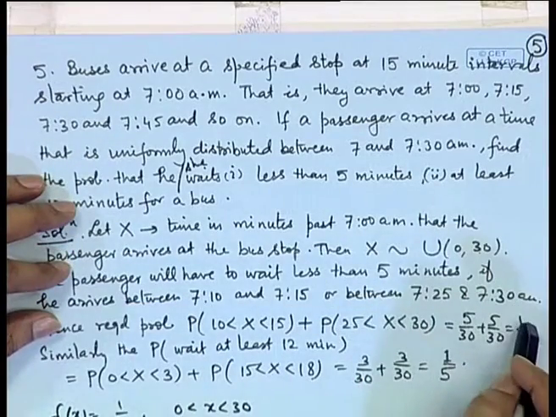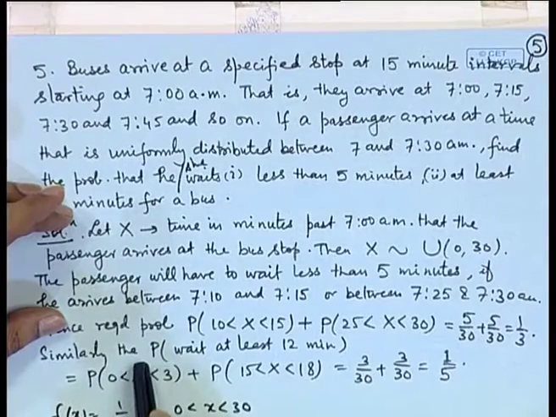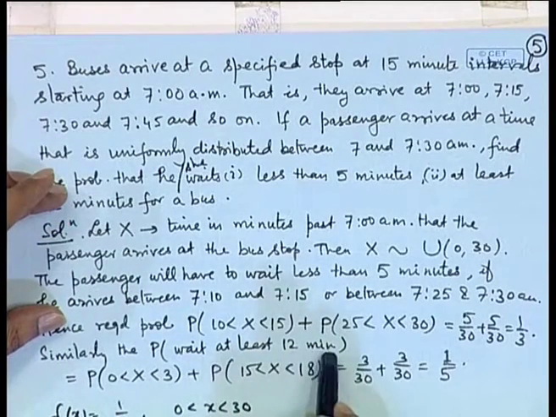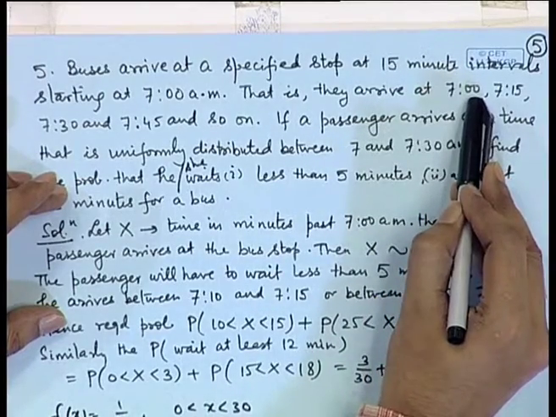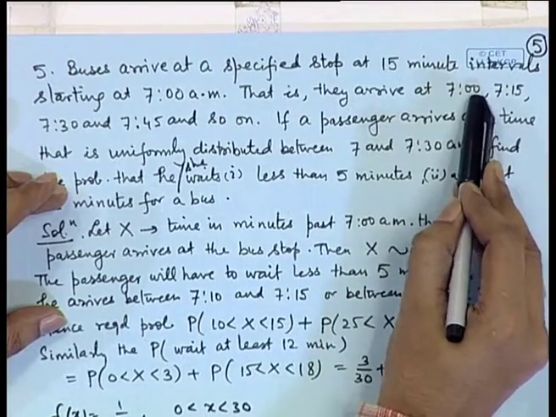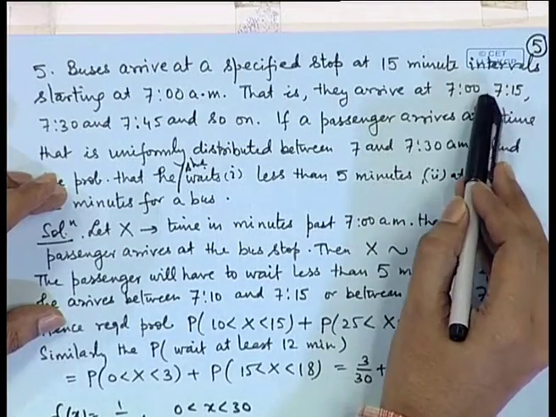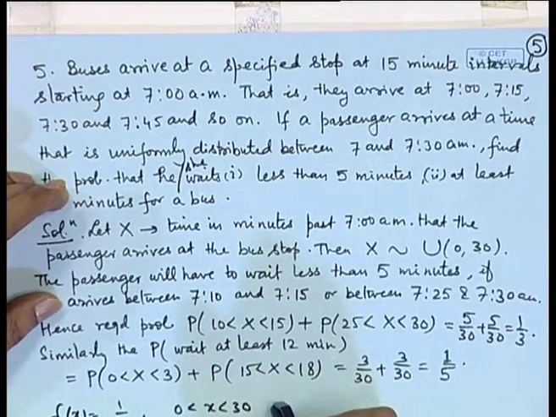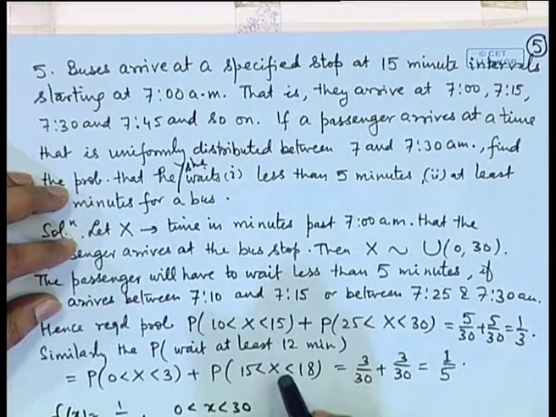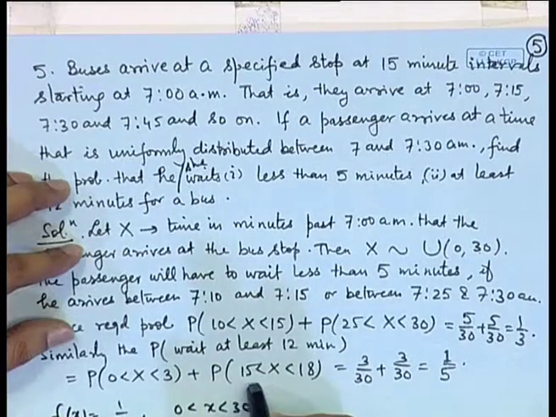That means the probability that he has to wait for less than 5 minutes is 1/3 of the time. In a similar way, consider the probability that he has to wait for at least 12 minutes. He will have to wait for at least 12 minutes if he arrives between 7 and 7:03, because if he arrives after 7:03, then he has to wait less than 12 minutes, because the next bus is at 7:15. Similarly, if he arrives between 7:15 and 7:18, then he has to wait for more than 12 minutes.